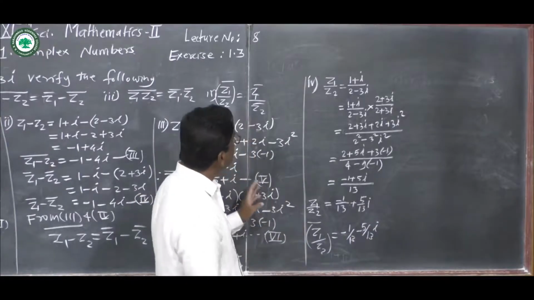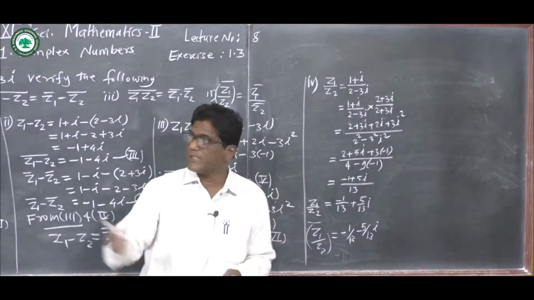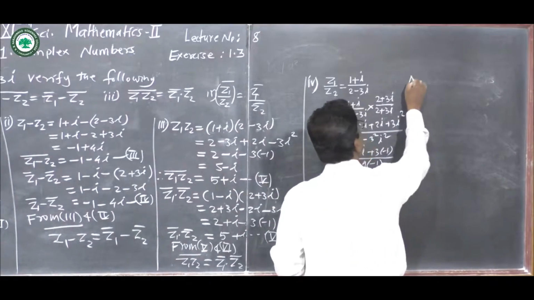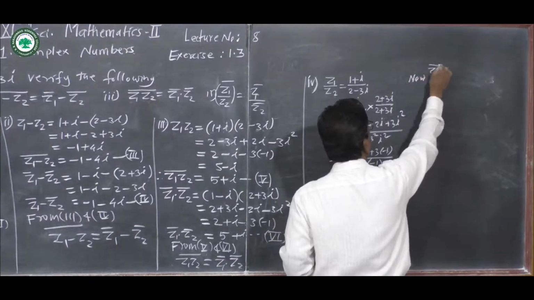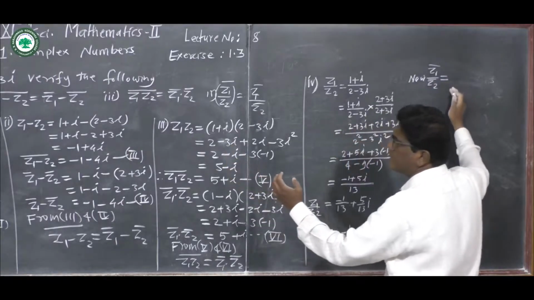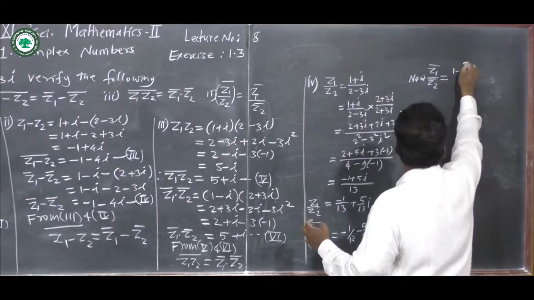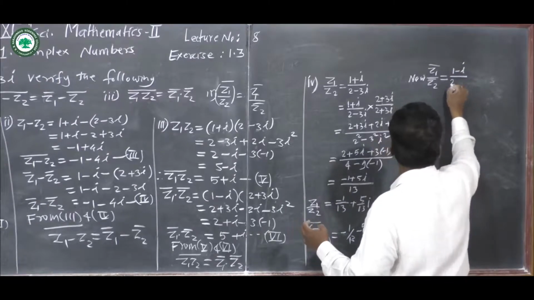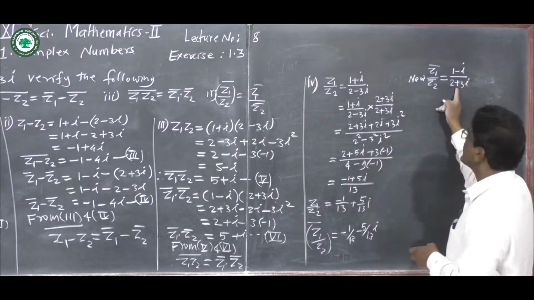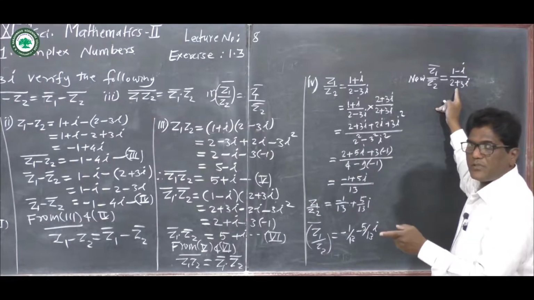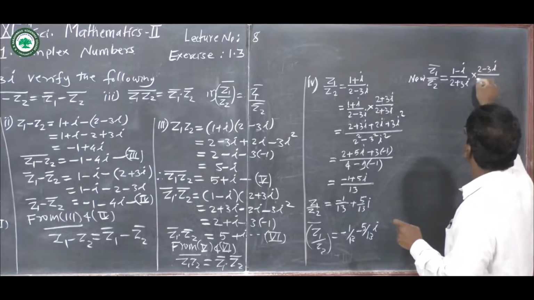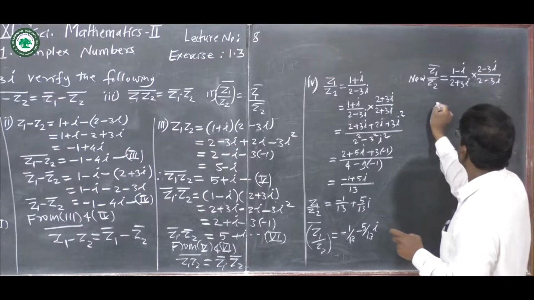And now we want to find Z1 bar upon Z2 bar. We know Z1 bar and Z2 bar, we have found them. Now put the value of Z1 bar, 1 minus i, and Z2 bar, 2 plus 3i. So this is the division of two complex numbers. We multiply by the conjugate of the denominator to numerator and denominator, that means 2 minus 3i divided by 2 minus 3i.